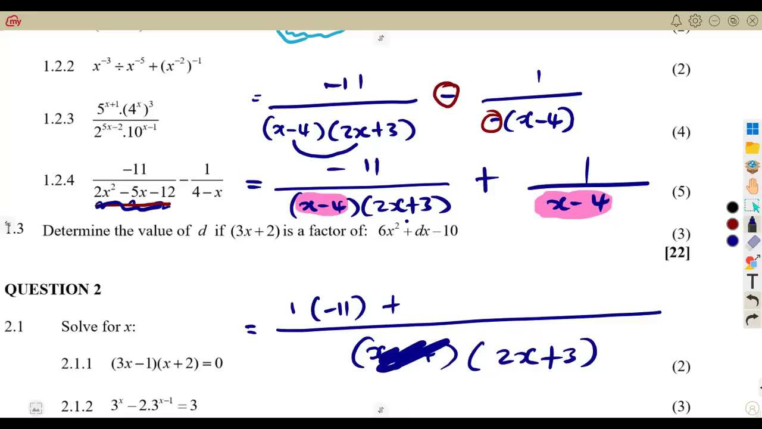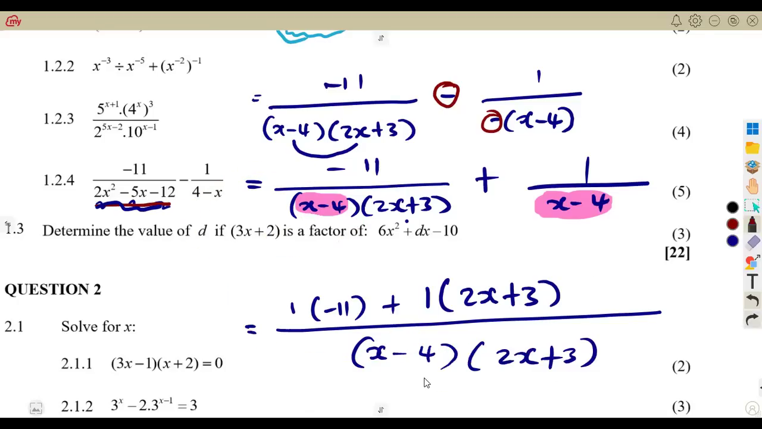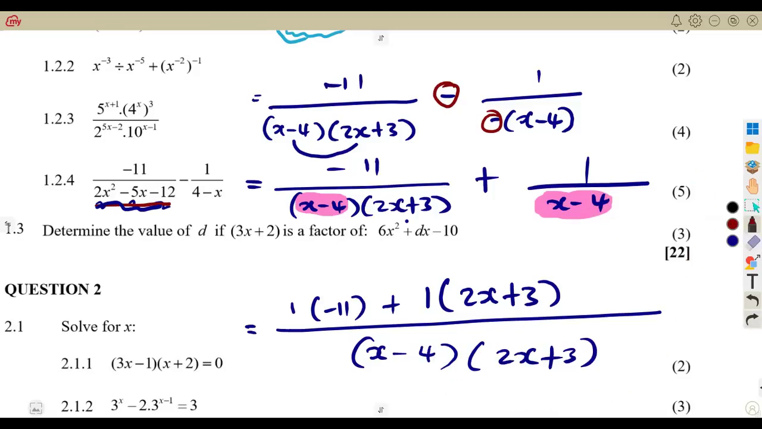With 2x plus 3. Like I said, you assume as if you don't cancel, but just assume as if you're canceling. What is going to remain? You're going to remain with the 2x plus 3. So that's a 1 multiplied to 2x plus 3. You divide the LCD by this, whatever you get, multiply to the numerator. Same thing with this one: you divide the LCD by this, whatever you get, multiply to the numerator.